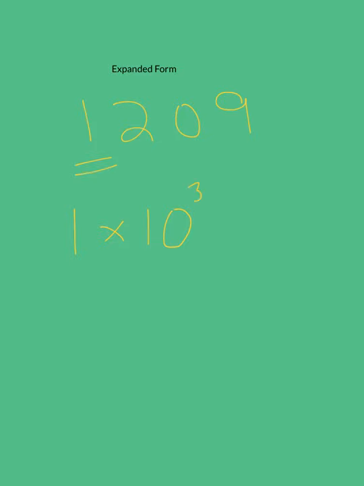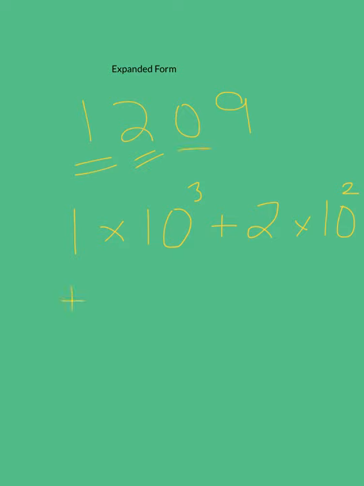Plus, and then we look at this digit here. It's a 2, it's in the hundreds place. Well, what would we have to multiply 2 by to get 200 in terms of a power of 10? We'd have to go 10 times 10, which is 100, times 2, which is 200. So that would be 10 to the power of 2.